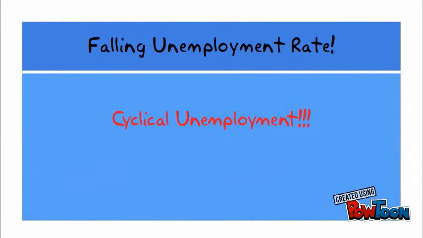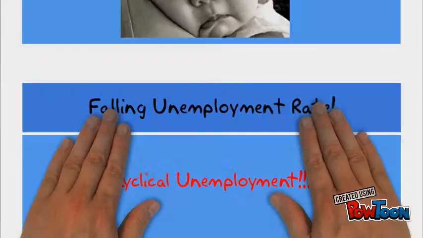The falling unemployment rate was caused by cyclical unemployment, which is seen during times of economic downturn, such as 2009. In the years after, during the recovery period, cyclical unemployment decreased, causing the unemployment rate to decrease with it.